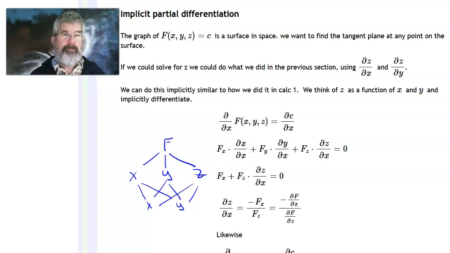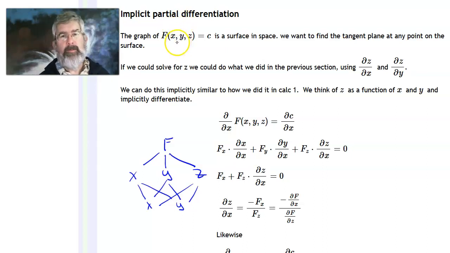The problem is, it's not a function. It's not the graph of a function because for each x and y, there's two z values. How do you deal with that? And this is what we call implicit differentiation. We have the function implied, and we take the derivative of it implicitly. And in this case, because we're thinking of it as a function of two variables, it is partial derivatives.